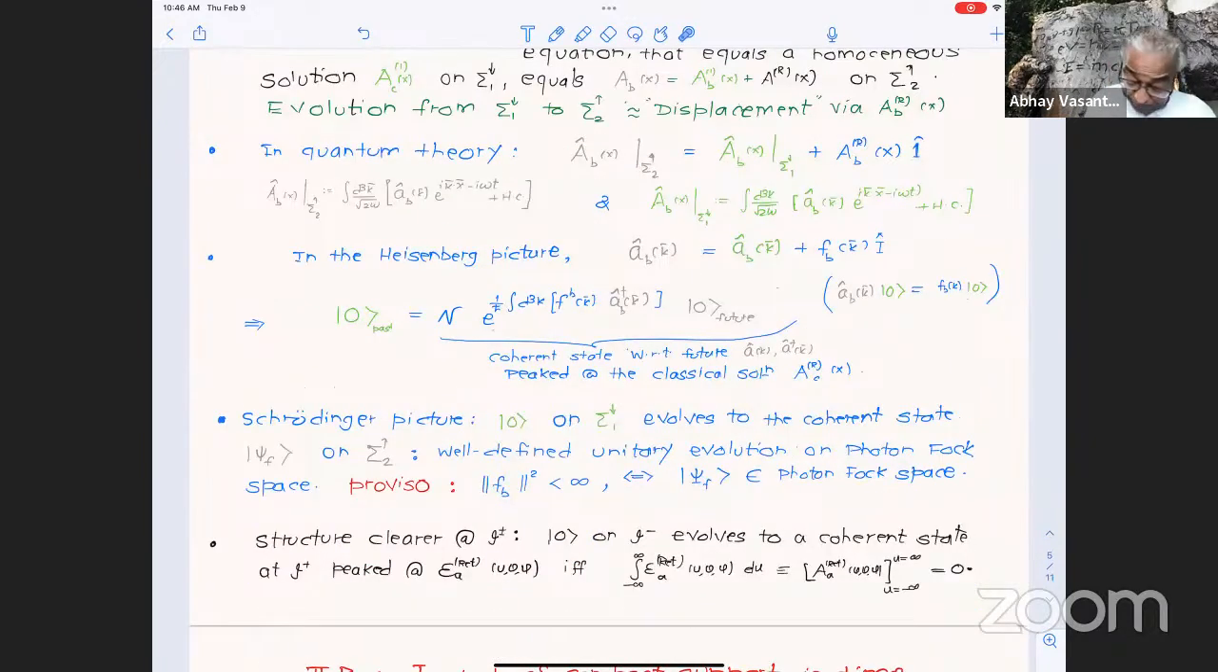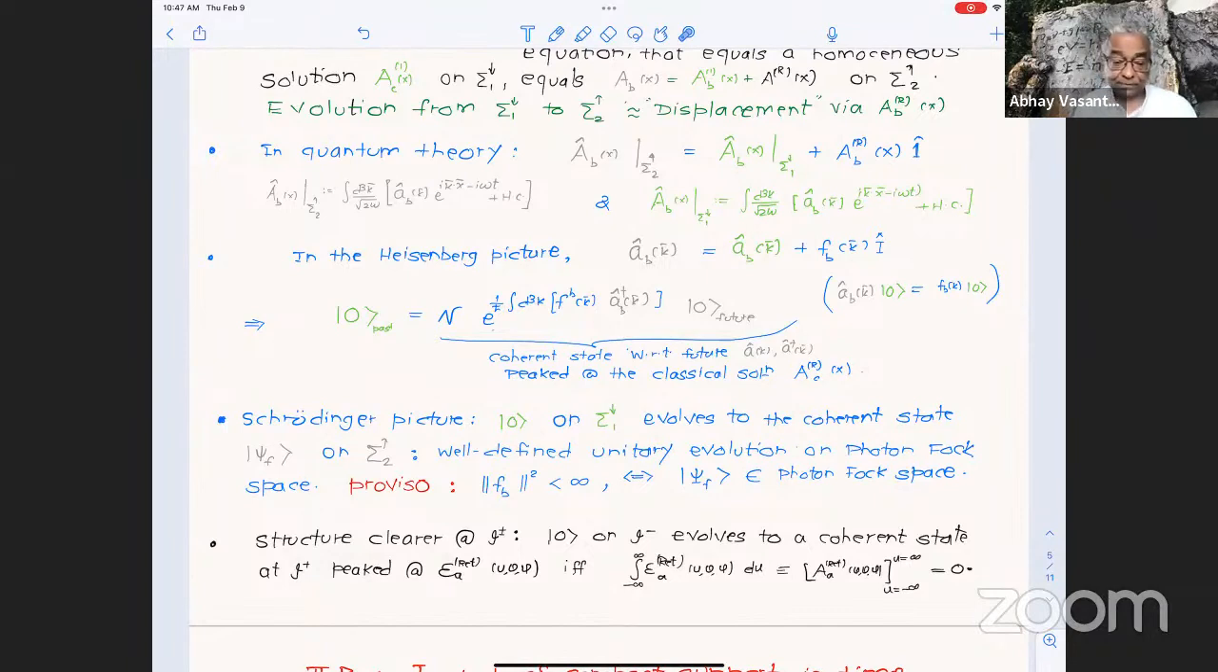In the Schrodinger picture, just one second, let me finish this. In the Schrodinger picture, the vacuum in the past region evolves to the coherent state in the future region. And there's a well-defined unitary evolution in the Fock space. And the proviso is always that the one particle norm is finite. That is to say, that will be the case if there is no infrared problem. So I'm assuming that the source is such that there are no infrared problems, then the past vacuum is a normalized state and it's a coherent state in the future.